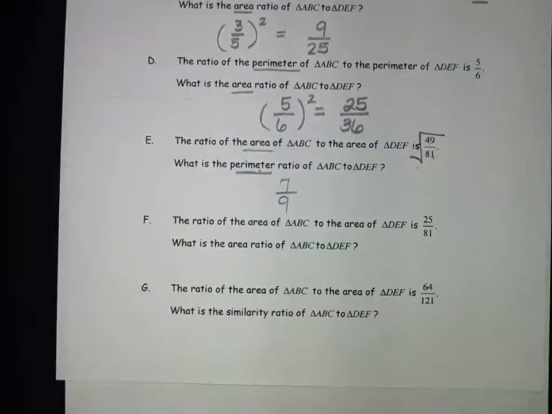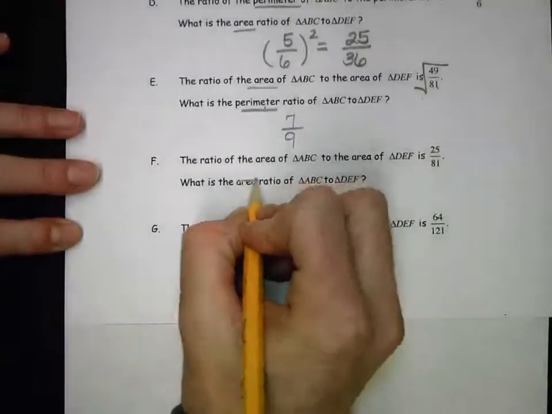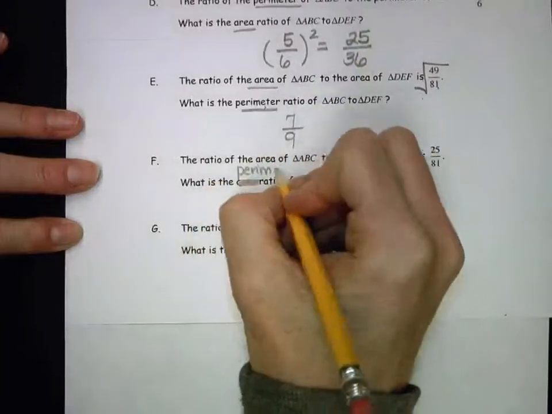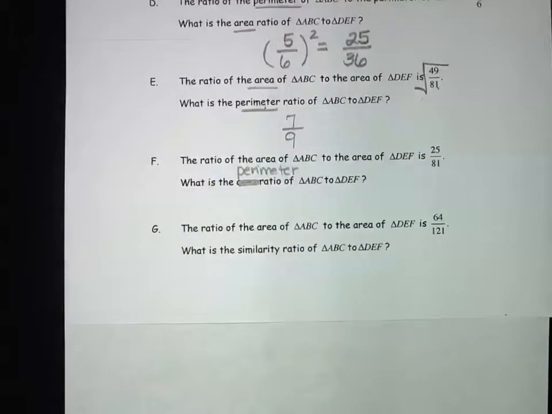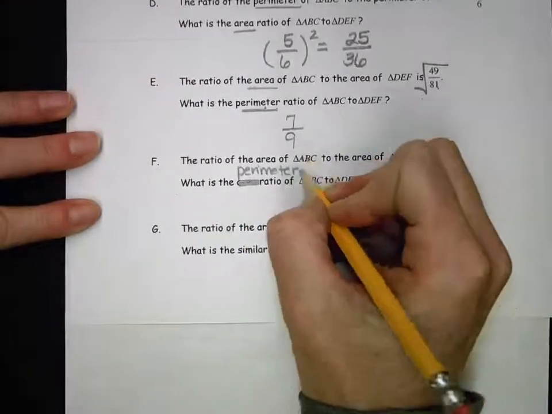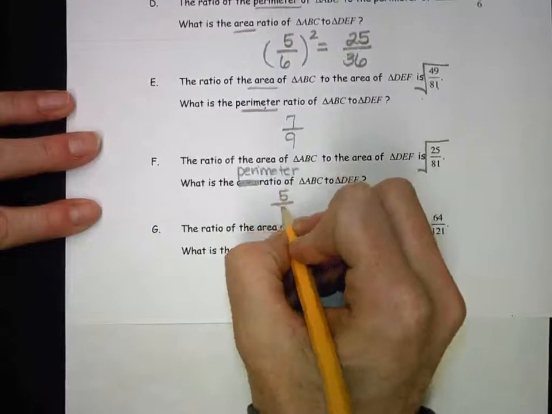It says the ratio of the area of ABC to area DEF is 25 over 81. This question should say what is the perimeter ratio of triangle ABC to DEF. So again, if we're given the area and we need to work backwards to the perimeter, what we have to do is, from here to here you square it. So to go from area to perimeter, we're going to square root it. So our ratio here would be 5 over 9.